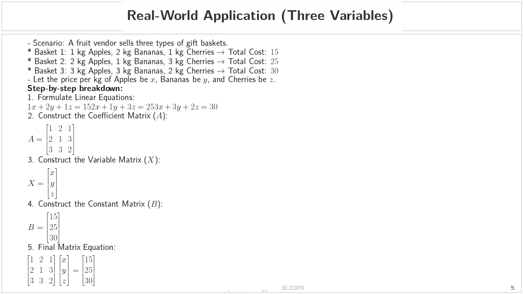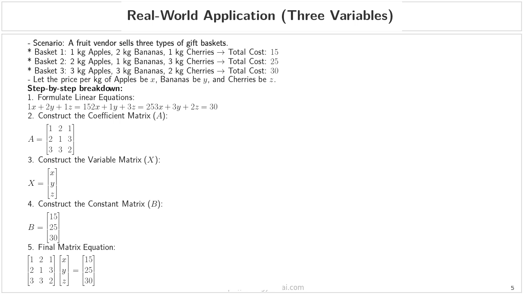This is represented as the matrix with rows 1, 2, 1, 2, 1, 3, and 3, 3, 2, multiplied by the column matrix of X, Y, and Z, equals the column matrix of 15, 25, and 30.